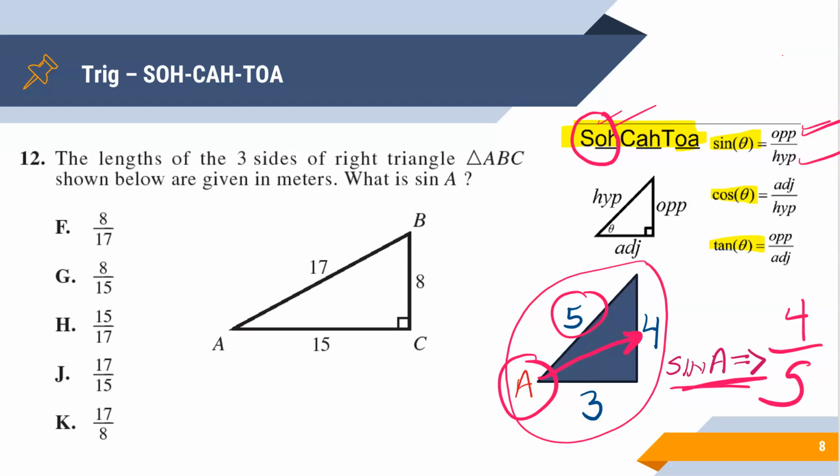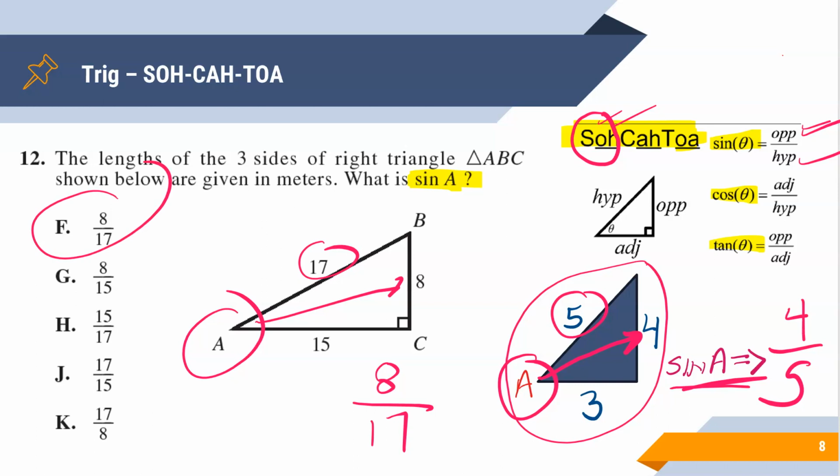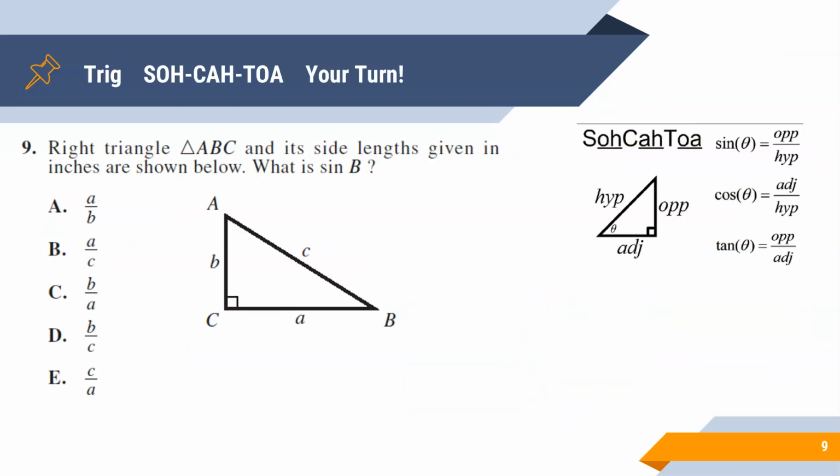Well, this question's asking for, what's the sine of angle A? Well, here's angle A. So opposite of it is 8. And the hypotenuse is 17. So it would be 8 over 17, choice F. Okay, next question is yours.